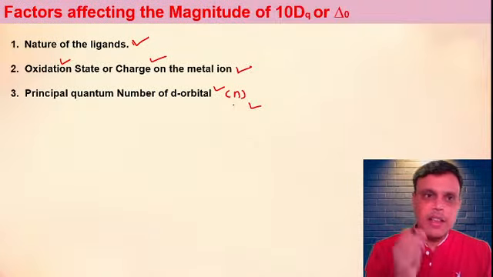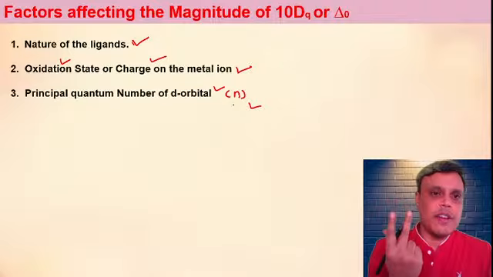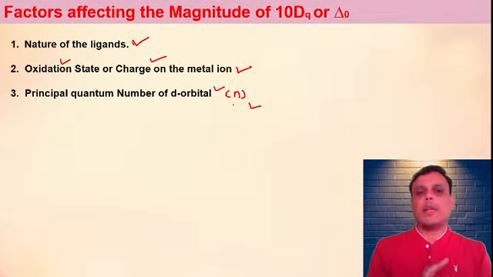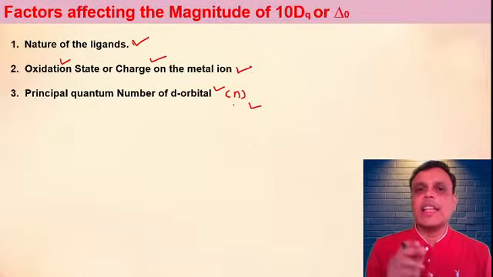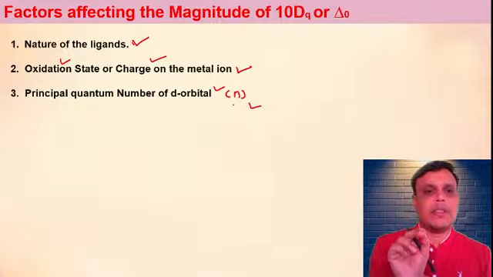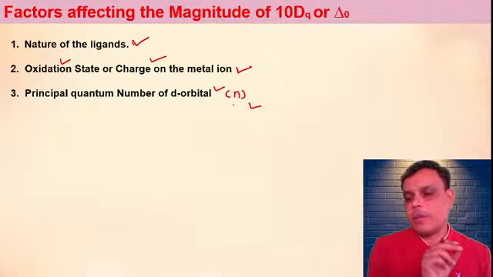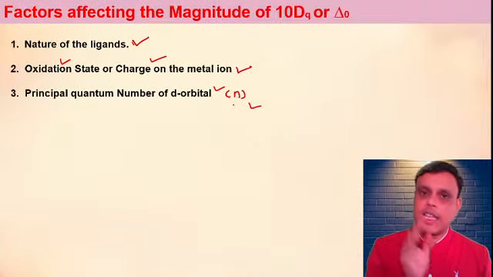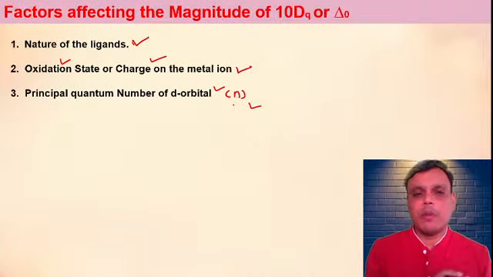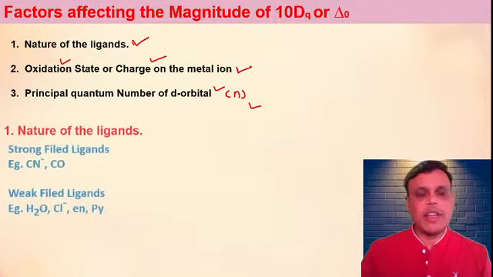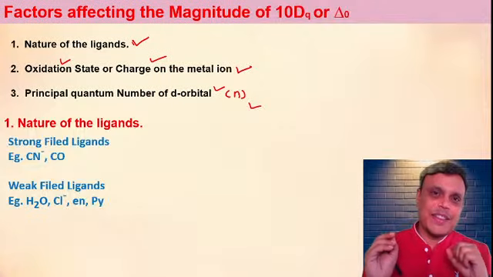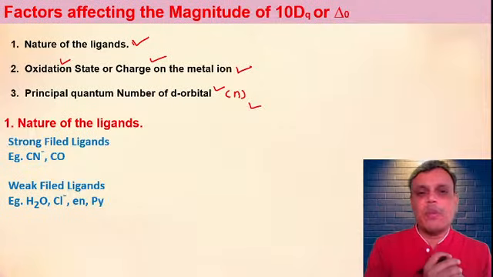Which 3 factors? First factor is nature of ligand, second factor is oxidation state or charge on the metal ion, and third factor is principal quantum number of d orbitals. That means the d orbitals, which principal quantum number they belong to, the magnitude also depends on that. How, we will see. One by one we will see. So first we will take the nature of ligand. You already know this, the whole CFT chapter depends on it.